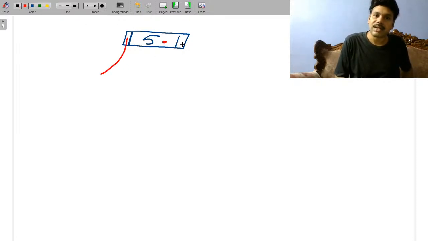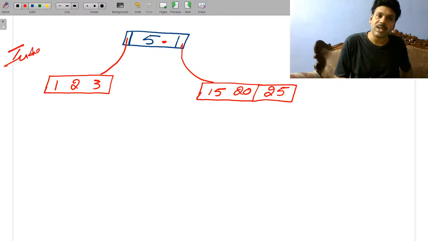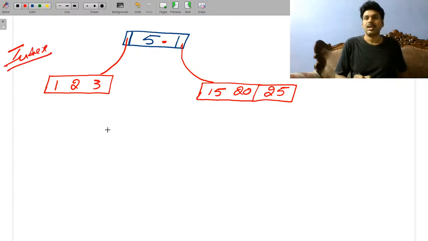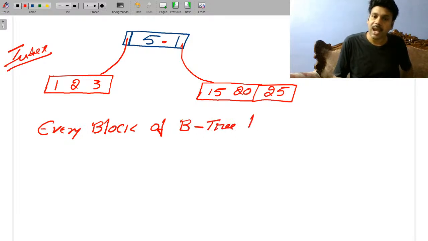And you have left and right hand block pointers. You have 1, 2 and 3. You have 15, 20, 25. And the entire concept I am calling as index. Now you see, every block of B tree has the following elements.